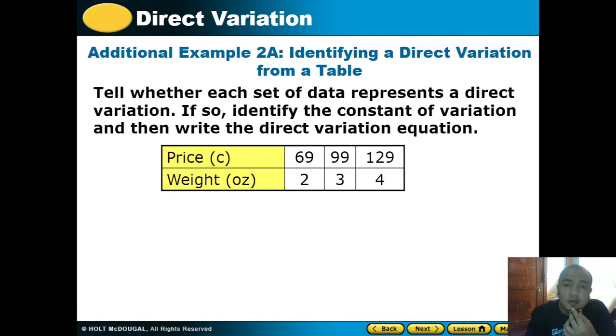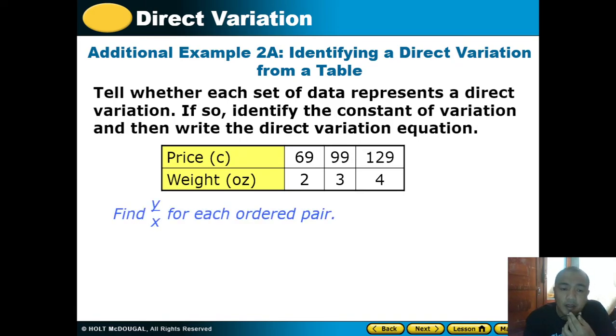Now let us also learn how to identify a direct variation from a table. We have here a table. Let us try to identify if this table represents a direct variation. If so, identify the constant of variation k and write the direct variation equation. In the table we have the price and the weight in ounces. How can we determine if this table represents a direct variation?